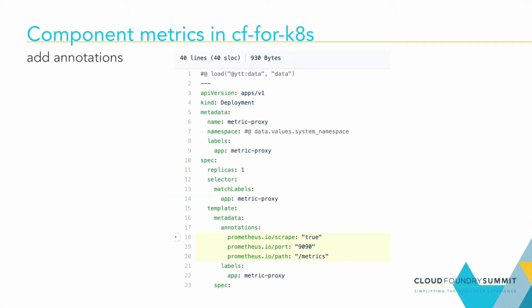Let's talk about how to get component metrics scraped by Prometheus. The example here is for a CF for K8s component called metrics proxy. This is one that we built, and it provides app metrics in the response to a cf push or cf app command. We've exposed an endpoint /metrics on port 9090 that we want Prometheus to scrape. When we deploy this, Istio will actually change the path and port and display metrics from both our container and Istio's container at the new location.